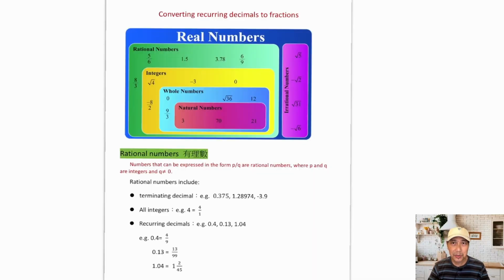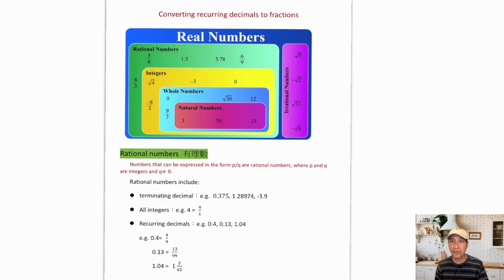In today's episode, we'll explore how to convert a recurring decimal to a fraction. In our last episode, we covered the definitions of rational numbers, which can be expressed in the form of P over Q. We also mentioned that recurring decimals can always be converted into fractions and that they are rational numbers. However, I haven't explained the reasoning behind this. That's the focus of today's episode.